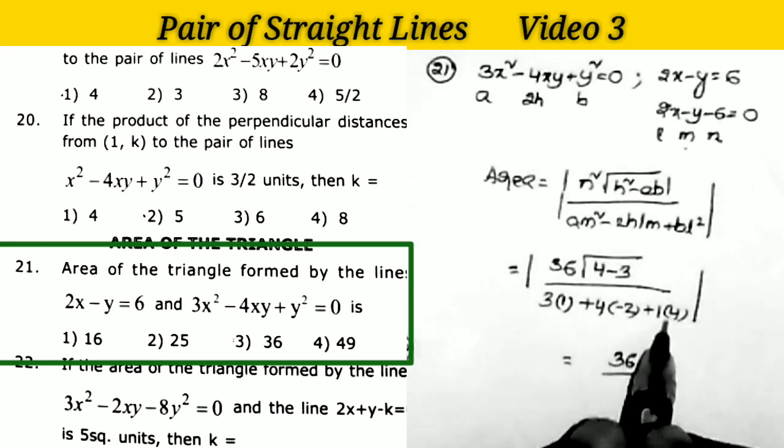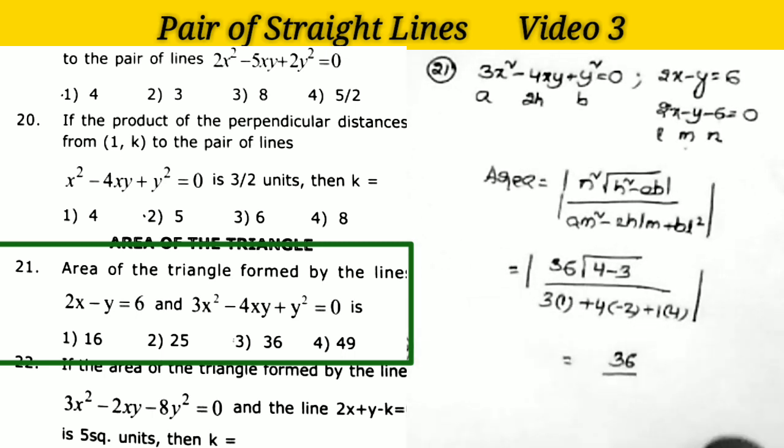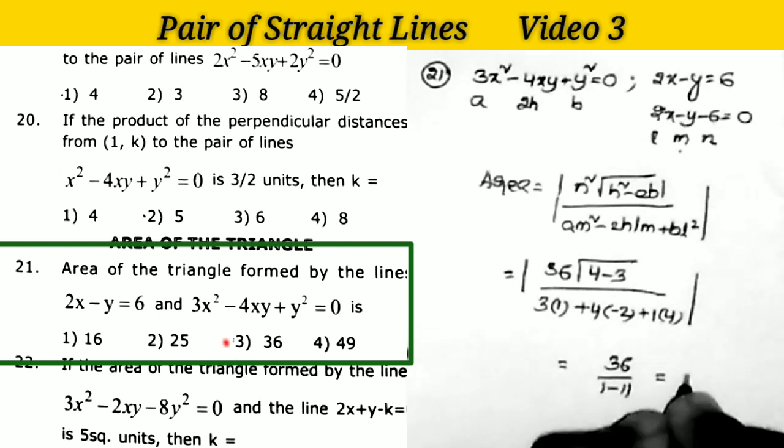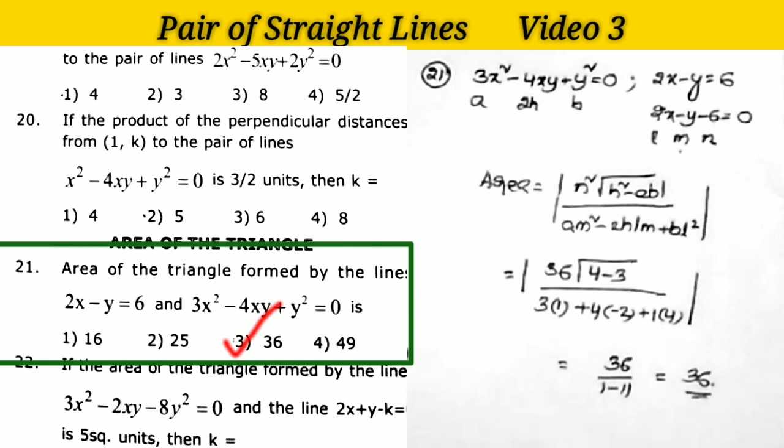So the answer is equal to 36 by 7 minus 8 under modulus minus 1, that is equal to 36. So the answer is equal to 36, and that is the third option. That's all. Just simply replacing the values in the formula to get the area of the triangle.